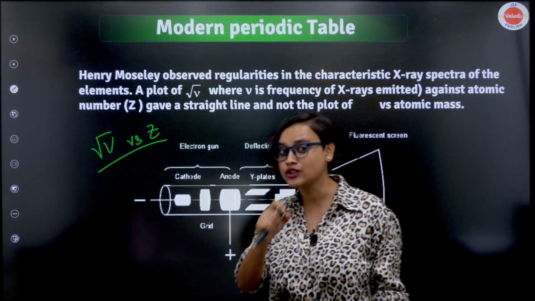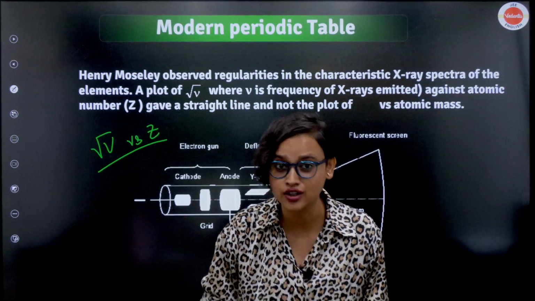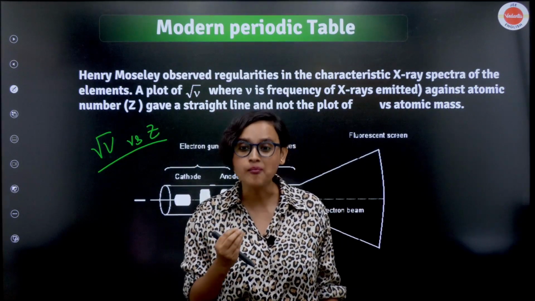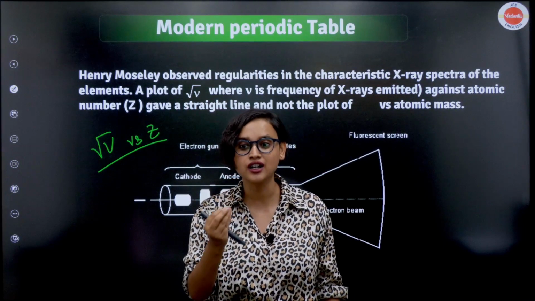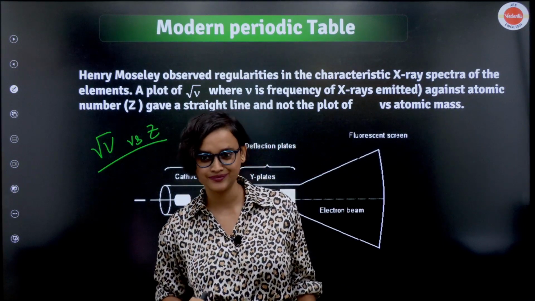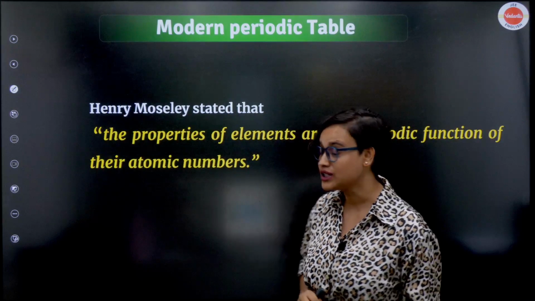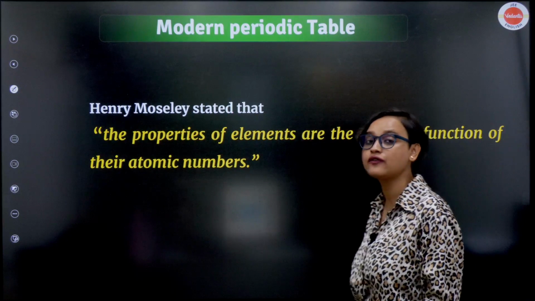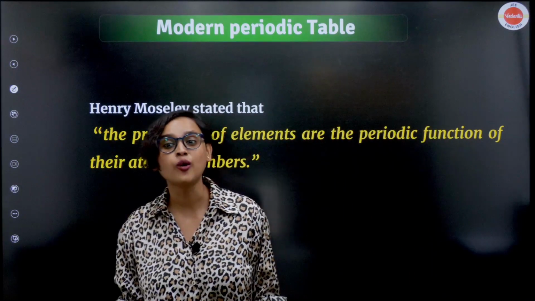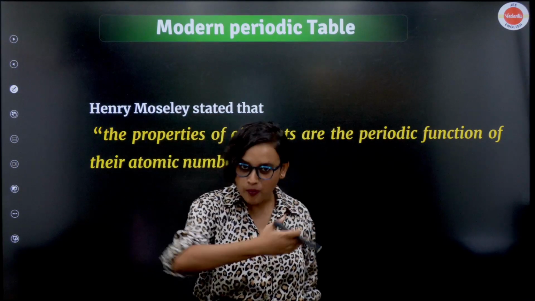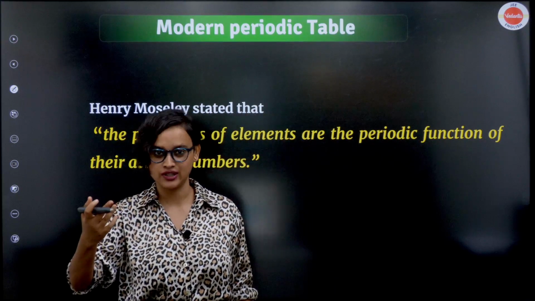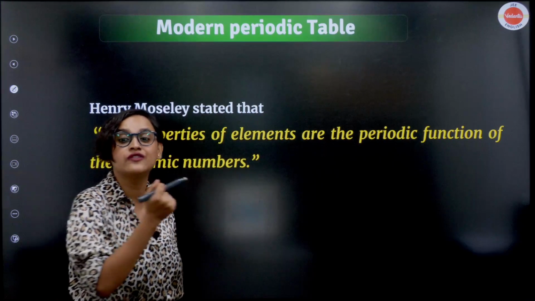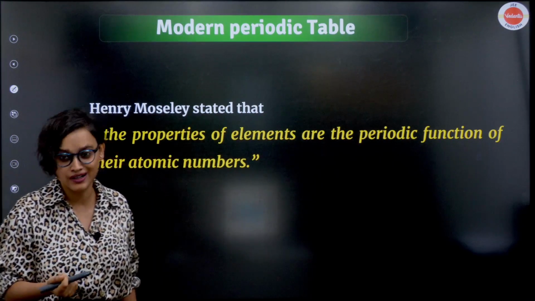And that's when, boom, he saw that, oops, all this while that we were talking about atomic weight, it was not actually atomic weight, but it was actually atomic number. So, he said that the properties of elements are a periodic function of their atomic number. The properties of the elements that you see, it is actually a periodic function of the atomic number.